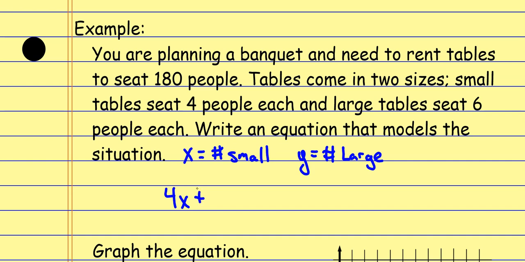Plus, we're also going to have 6 people per large table, so 6y, all right? So in other words, each large table seats 6 people. To figure out how many people the large tables fit, it's how many tables we have times 6, all right? But now here's the thing, that's telling us about how many guests we have. It's 4 people per small table plus 6 people per large table, and we need that to equal how many people? And the answer is 180. And you notice the way this is written, it's showing this thing in standard form, all right?